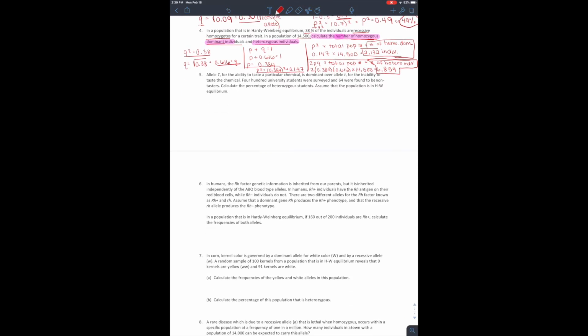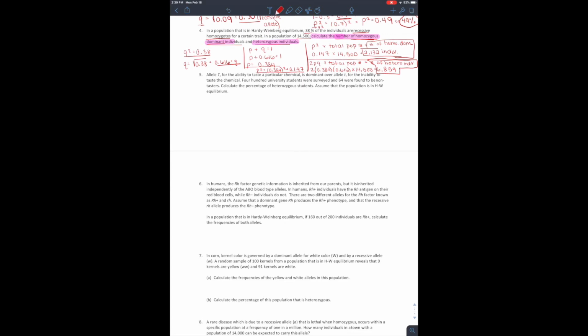And if we wanted to double check our answers, we could get the number of homozygous recessive individuals, add it all together, and make sure that that is close to 14,500. If it's 14,501 or 14,499, it's close. If it's 17,000, it's way off and something was wrong.